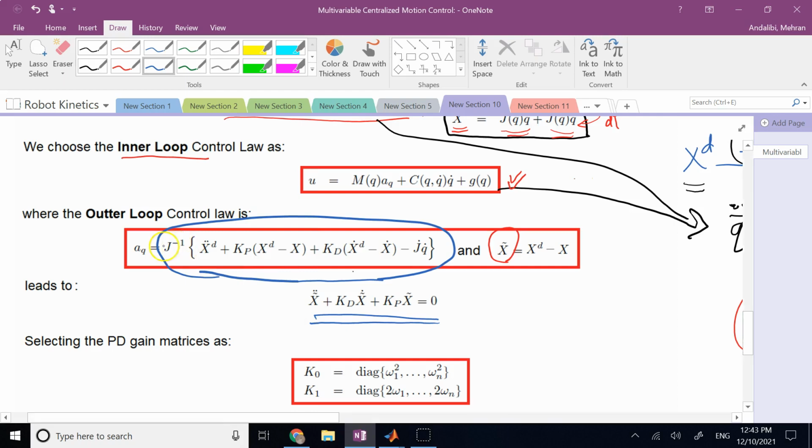Okay, so this is the outer loop control. This is the inner loop. The inner loop is exactly the same as Q space. The outer loop is a little bit more involved. As I said, you need to calculate some extra terms, J dot as well as J inverse. These terms you get from what now? You get from feedback from the task space. So this X is the position of the end effector that you have to feed back from task space, and X dot.